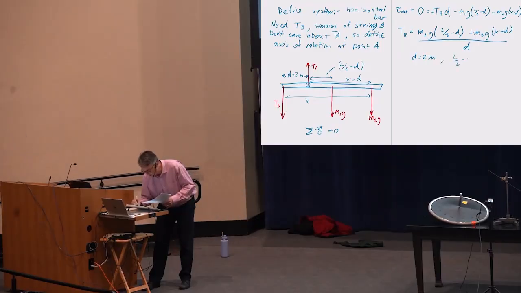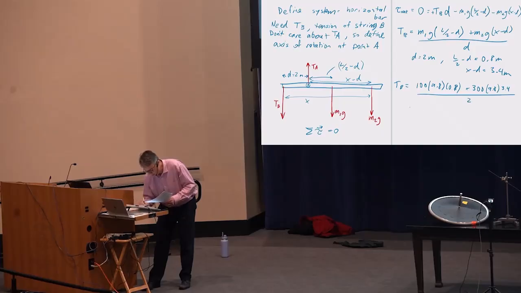Again, D is 2 meters here. L over 2 minus D, I think it turns out to be 0.8 meters. And X minus D, 3.4 meters. So I've got TB, just plugging in all the numbers here, 100 kilograms times 9.8 times 0.8 is that first gravity torque, plus 300 times 9.8 times 3.4, divided by 2, I get 5.072 times 10 to the 4.